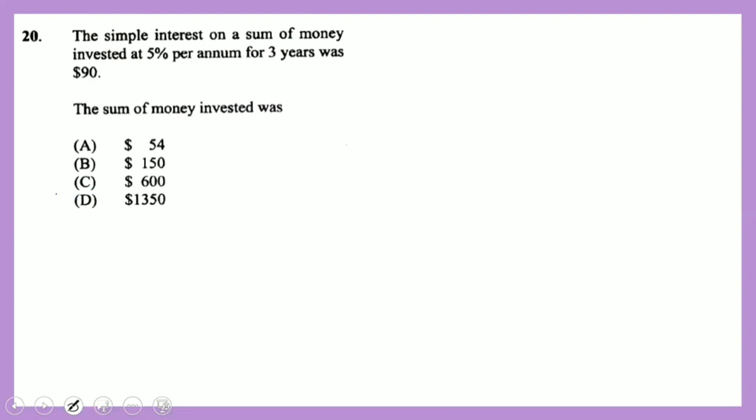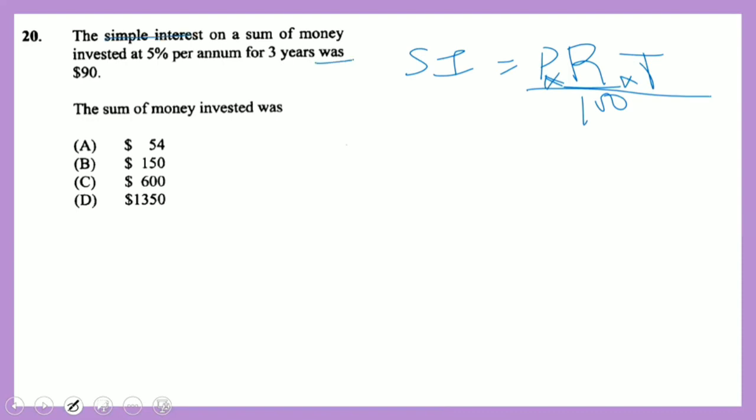For 20, the simple interest on a sum of money invested at 5% per annum for 3 years was $90. And we know that will involve a formula. Simple interest equals principal times rate, which is usually over 100, times time. So principal times rate times time, all over 100. It says the simple interest was $90.